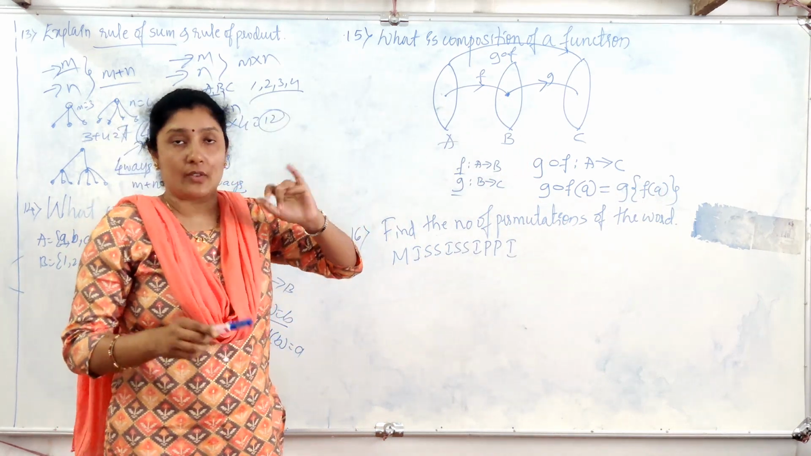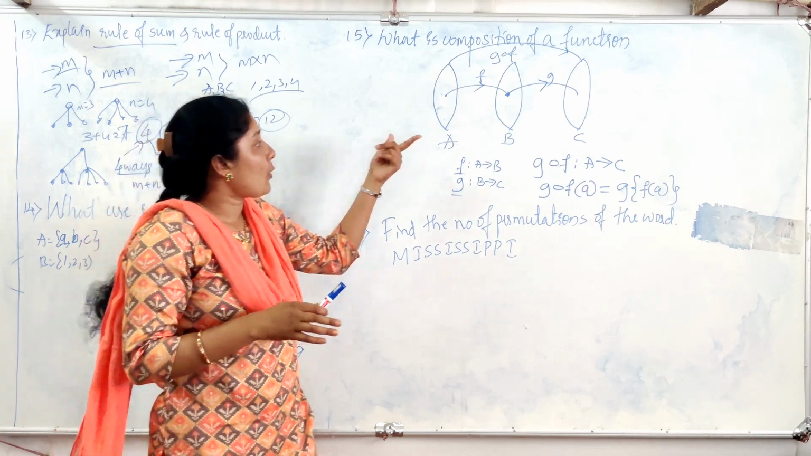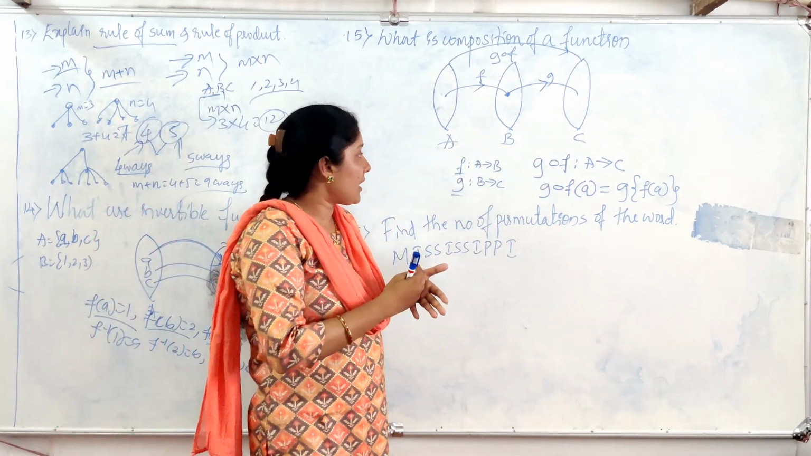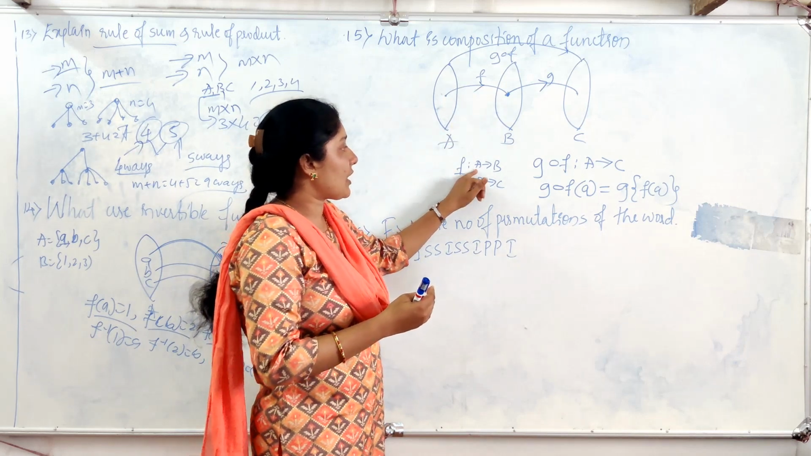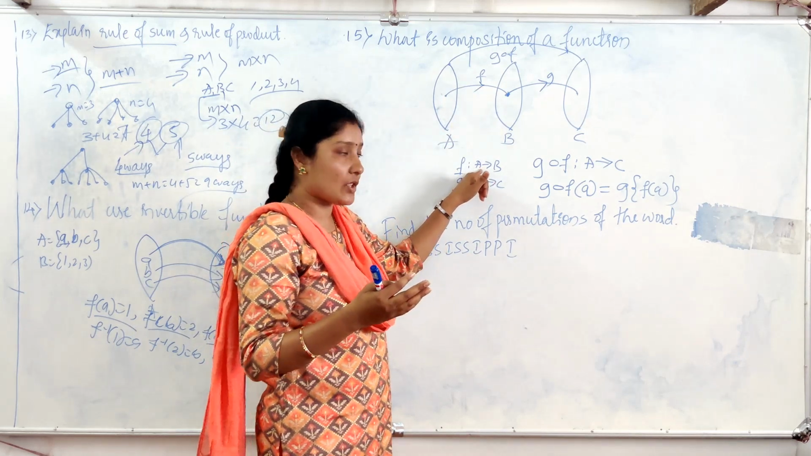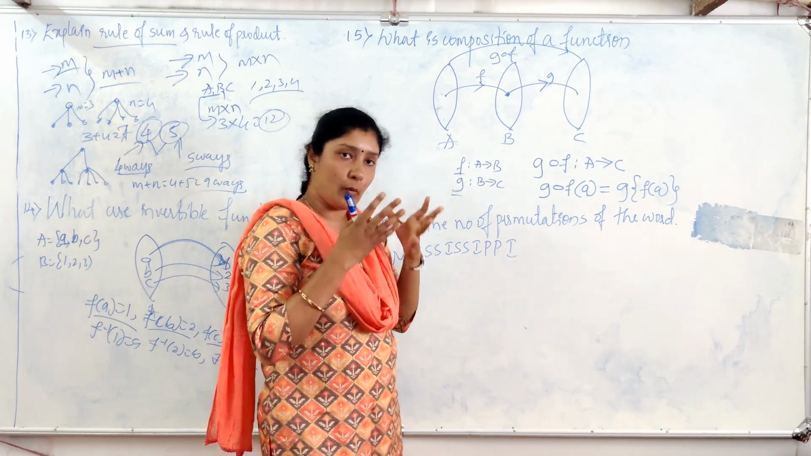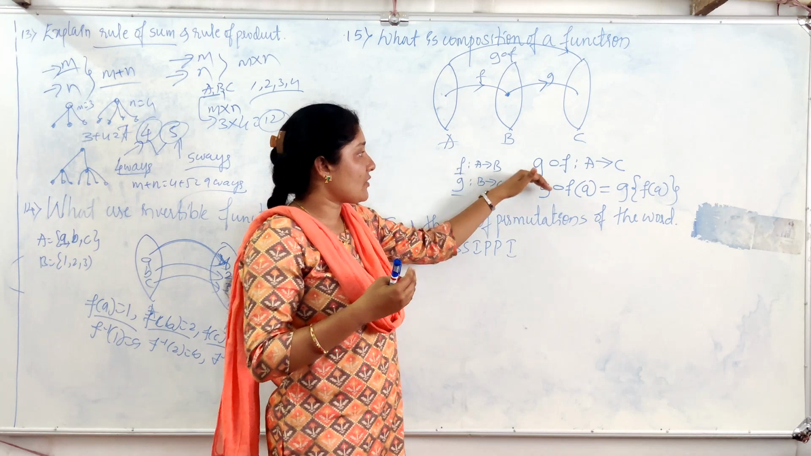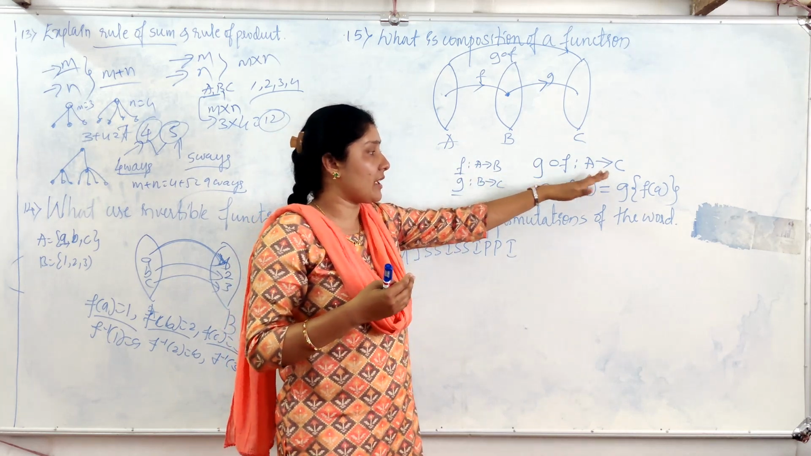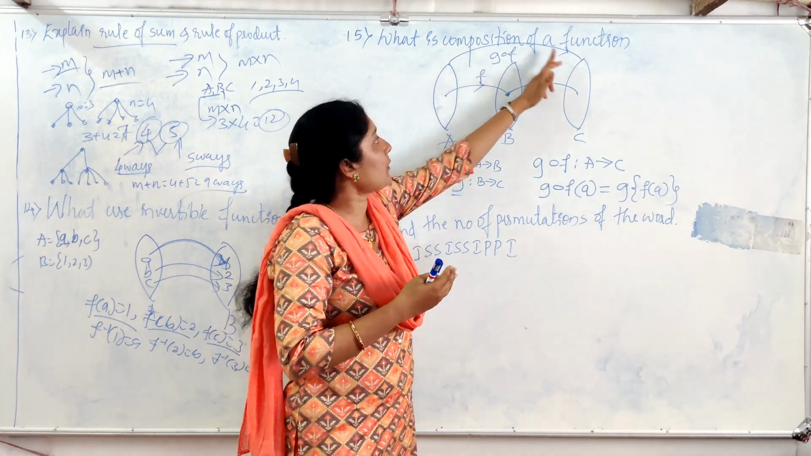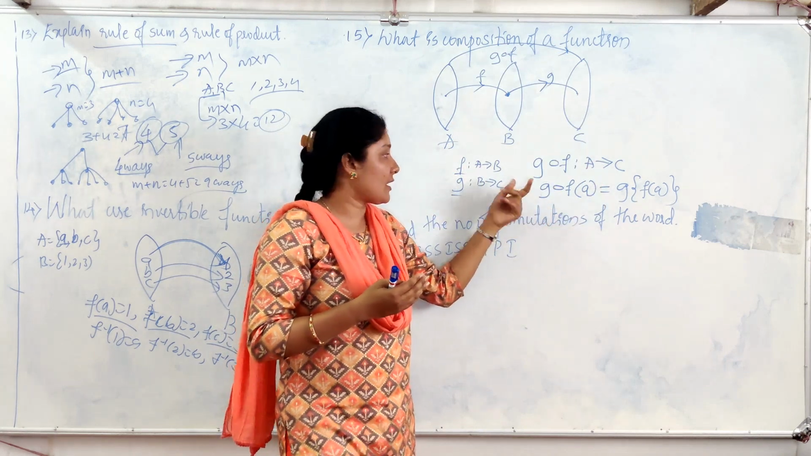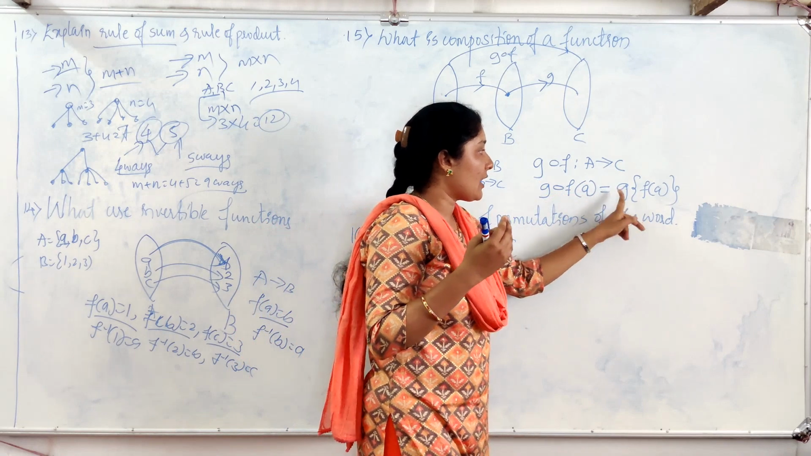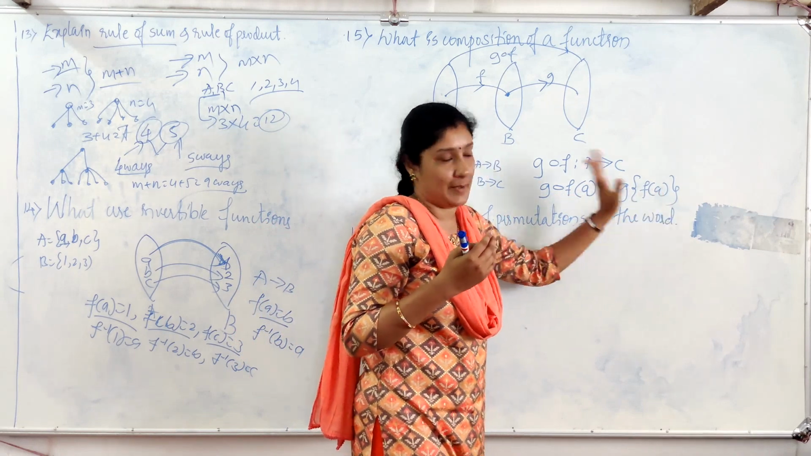So this is called composition of a function. So what is composition of a function? When we have 3 non-empty sets A, B, C, then f is a function indicating the relation from A to B, and g is a function indicating the relation from B to C. Then g composition f will be the relation from A to C. In that case, the composition of these 2 functions, (g∘f)(a), will be g of f of a.